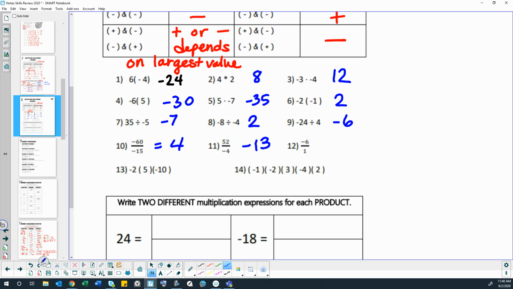So we have an ace, and then we have 2 through 10, and then we have jack, queen, and king. So 13 cards per suit, 4 different suits, 52 cards. So that's just one I like to remember that way. Okay, so number 12, negative 6 divided by 1 is just going to be a negative 6.